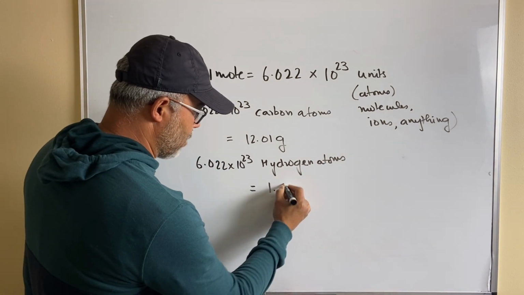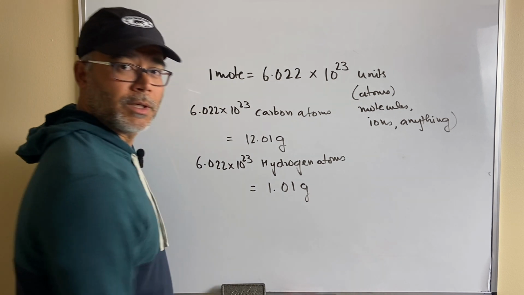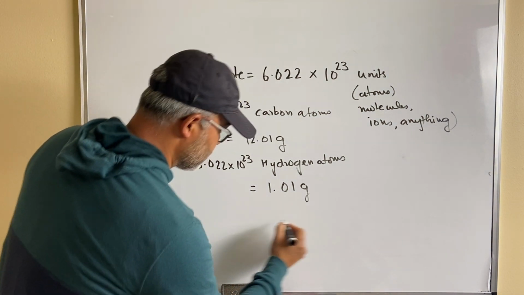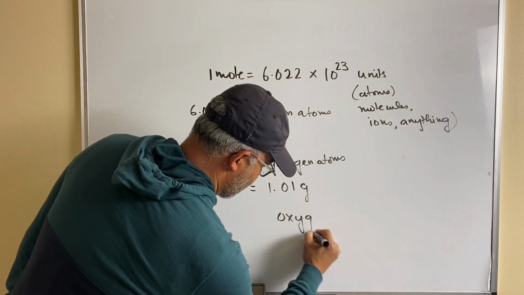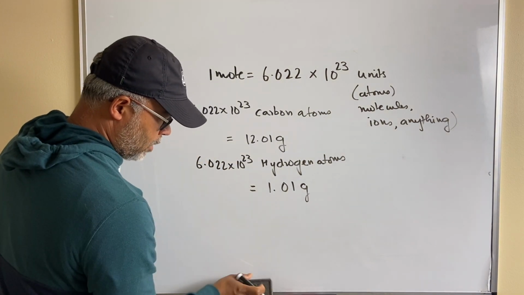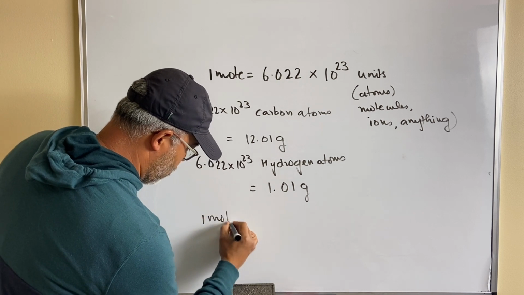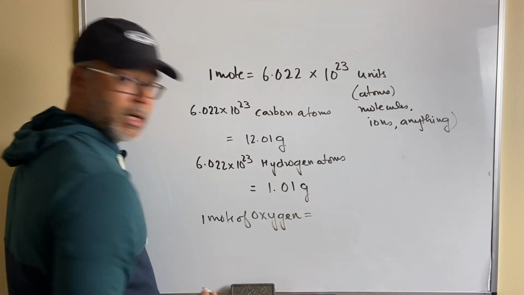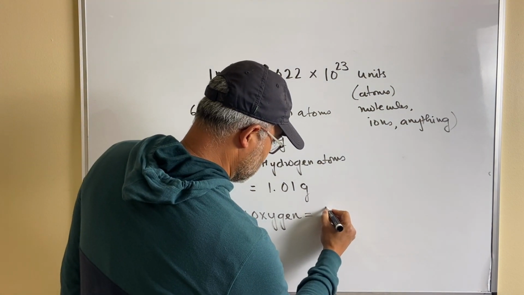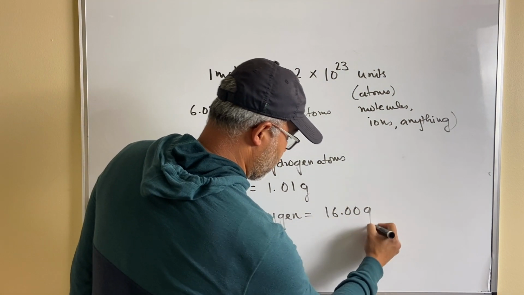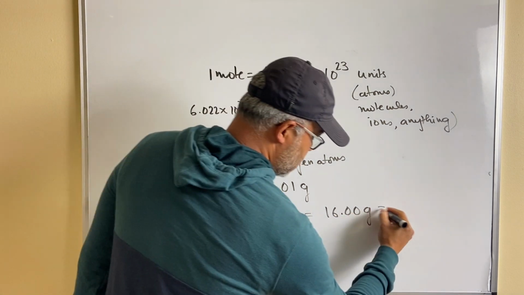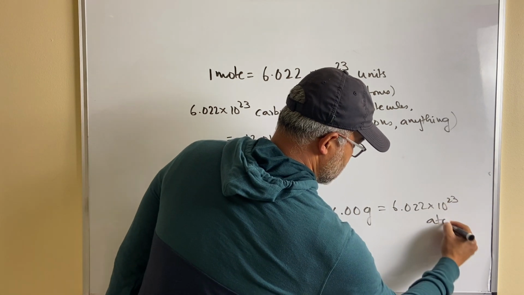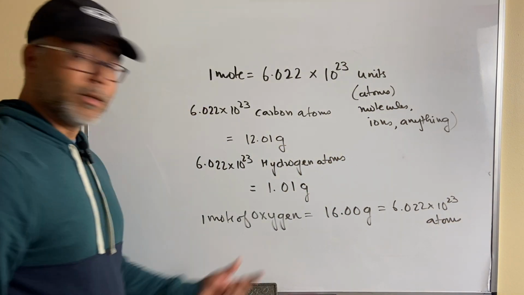If you do the same thing for hydrogen, that would be equal to 1.01 grams. You do the same thing for oxygen. So we can say 1 mole of oxygen is equal to 16.00 grams, which is equal to these many atoms of oxygen.